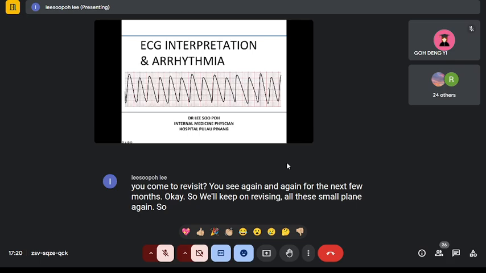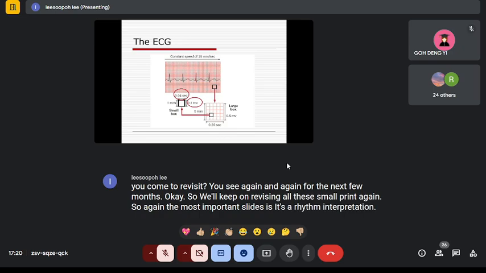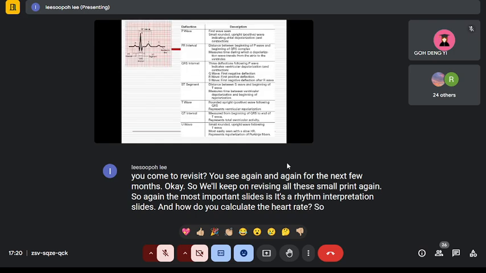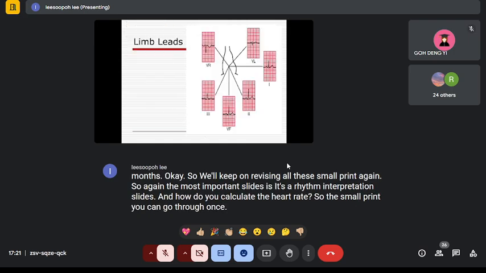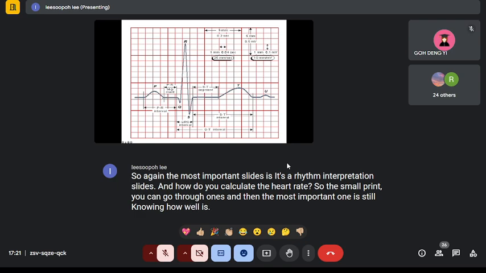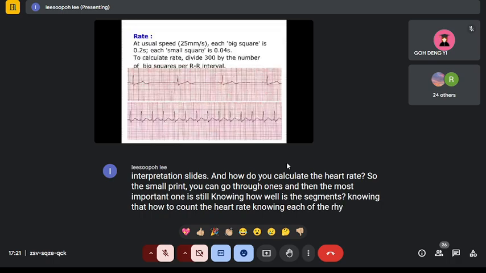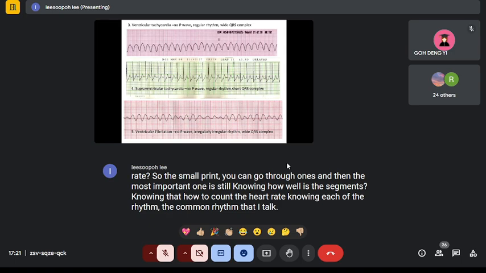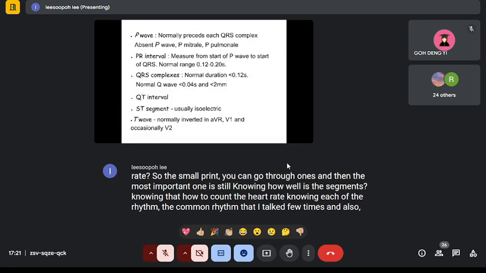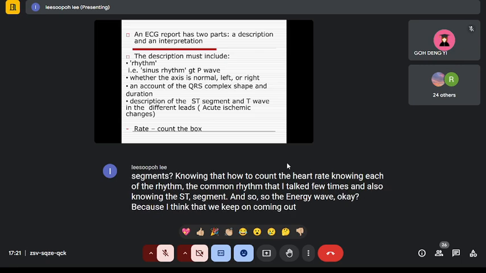Again, the most important slide is the rhythm interpretation slide and how you calculate the heart rate. The small print you can go through once, and the most important thing is still knowing where the segments are, knowing how to count the heart rate, knowing each of the common rhythms that I taught a few times, and also knowing the ST segment and the T wave. Those are things that will keep on coming out in the exam.